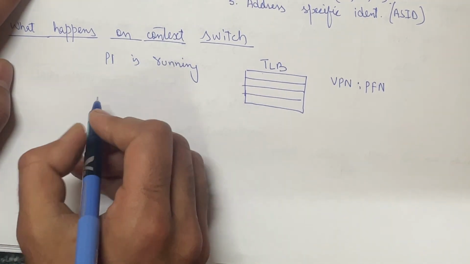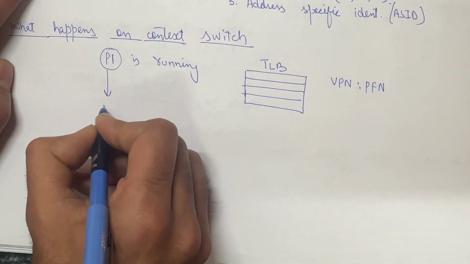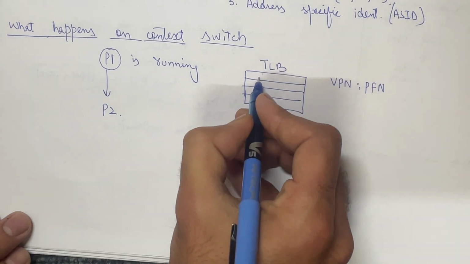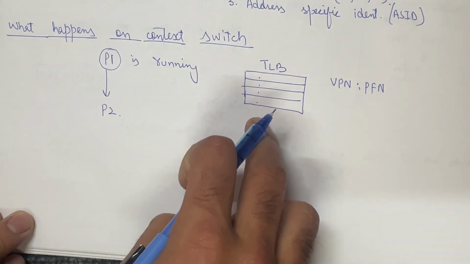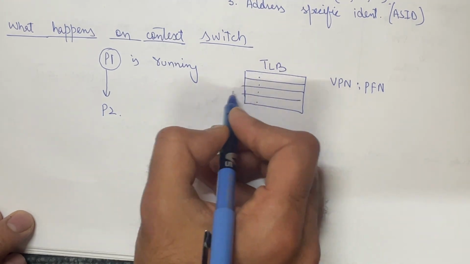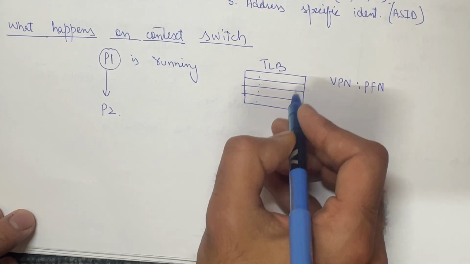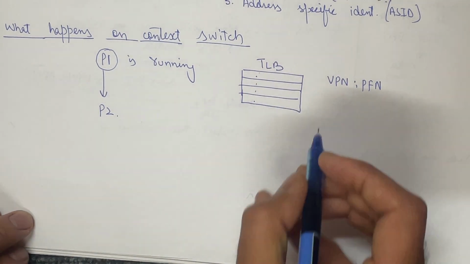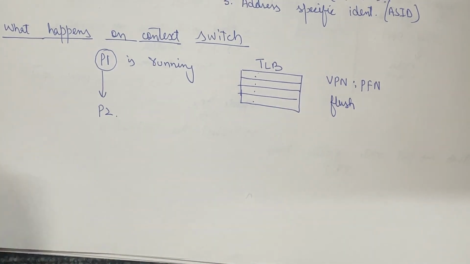Now, when there is a context switch, instead of P1, I have switched to another process, P2. Now P2 is running. What will happen to these particular entries, the entries which are stored in the TLB? We know those entries belong to P1. Should we keep those entries here in the TLB, or should we remove those entries? Remove means should we flush the TLB. Okay, what should we do?